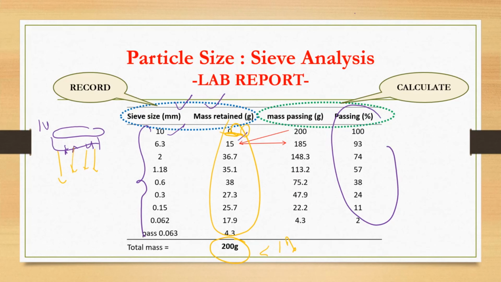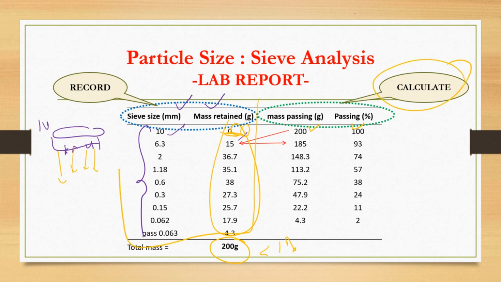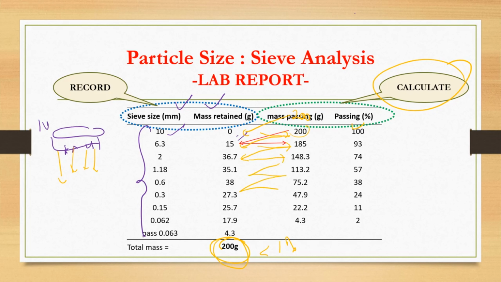So there are two quantities, the mass passing and the percentage of passing, which you calculate from the data recorded here. How do we calculate the mass passing? We know the total is 200 grams. So 200 minus 0 is 200. Then 200 minus 15 equals 185. Then 185 minus 36.7, followed by the rest.